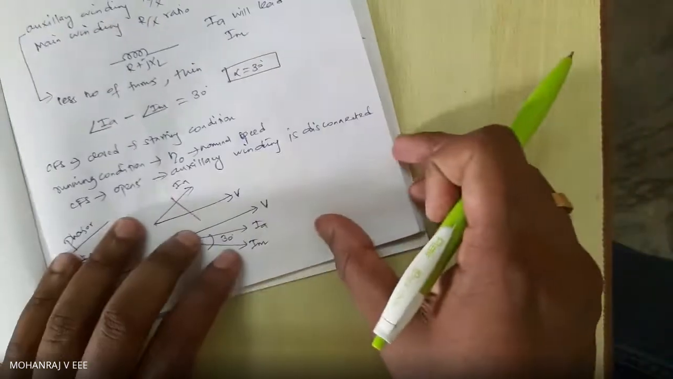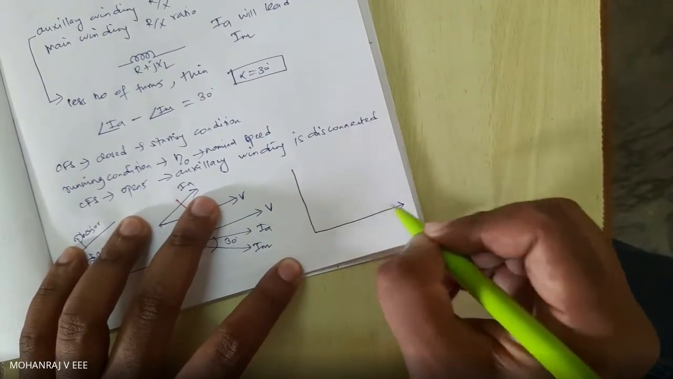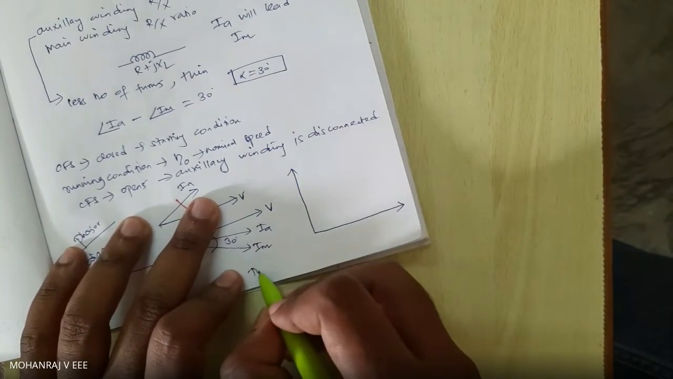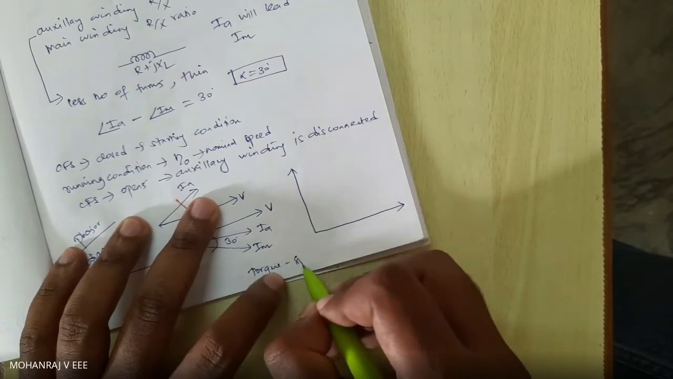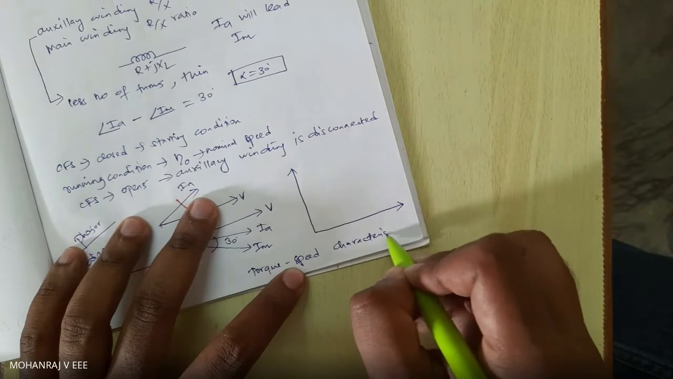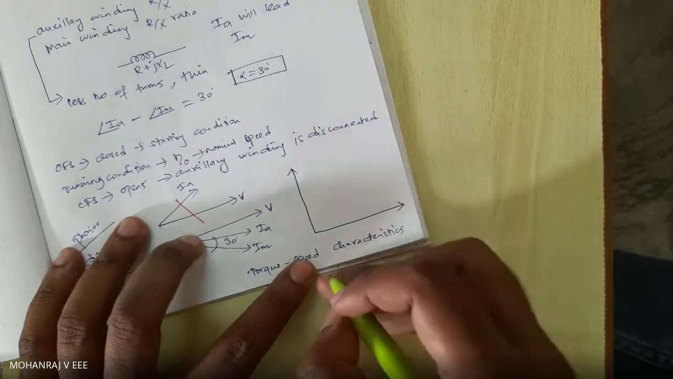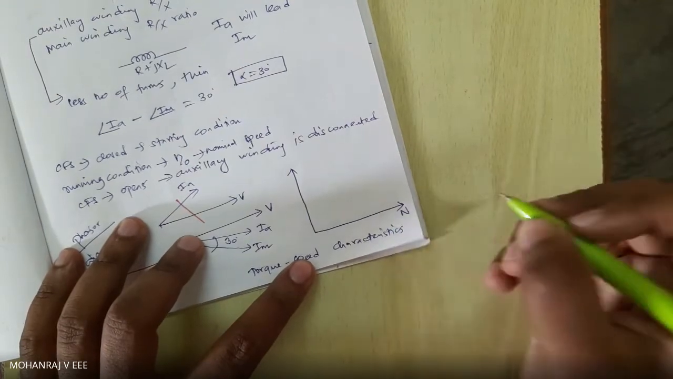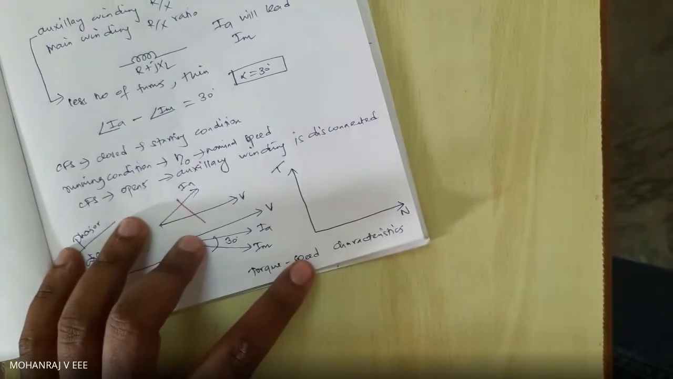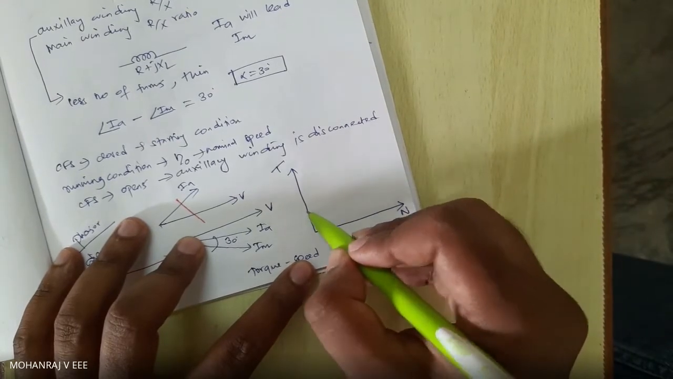How about the torque speed characteristics? Now let us discuss the torque speed characteristics of this setup. This will be my speed N and this will be my torque T. Initially I do have some torque.